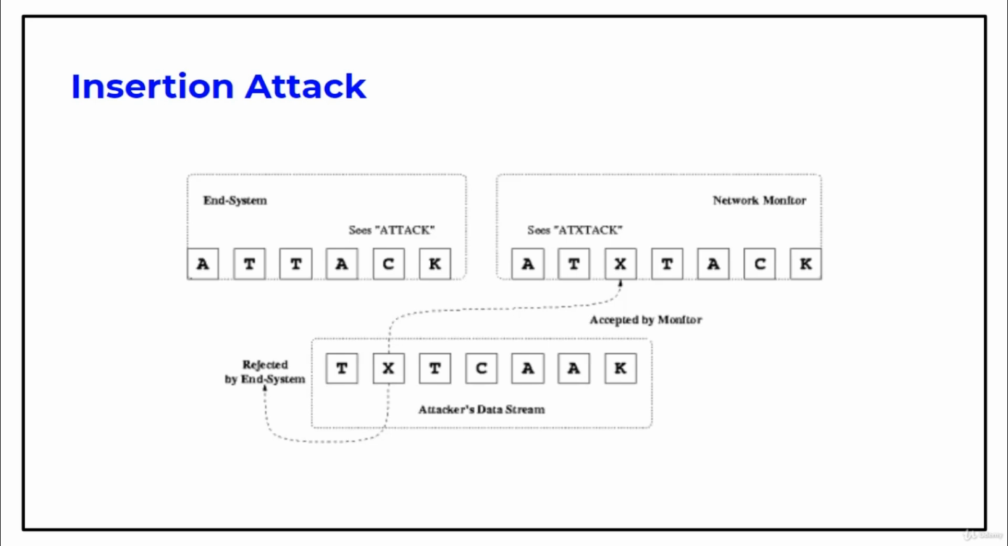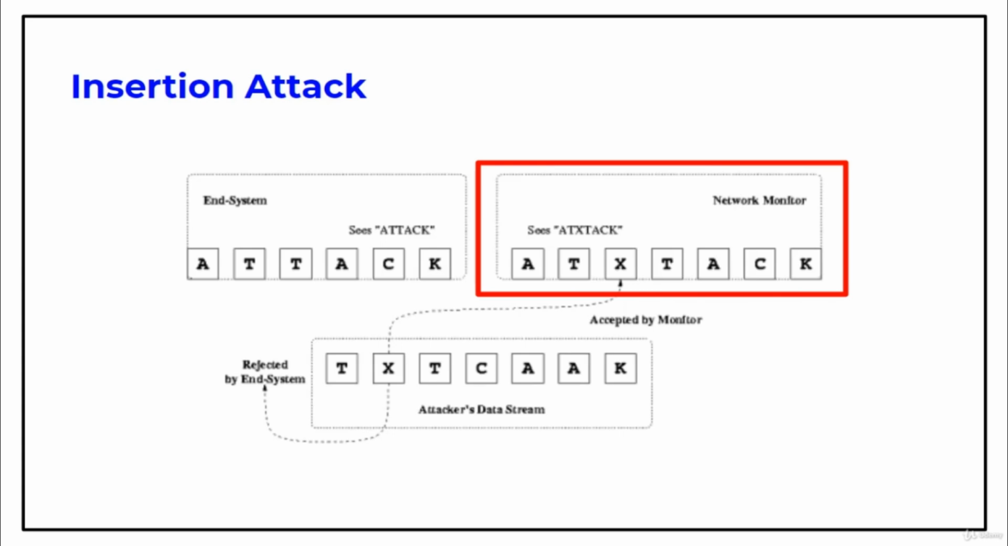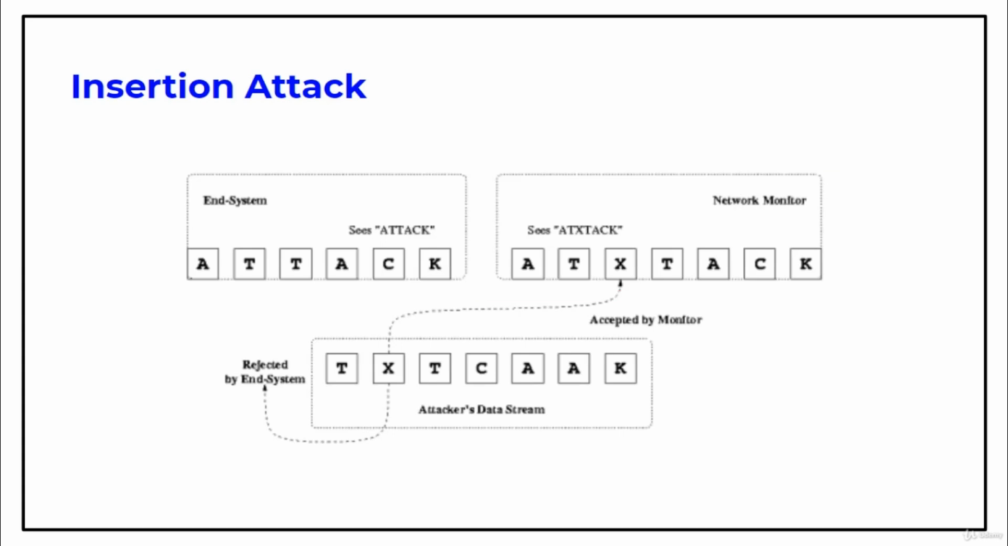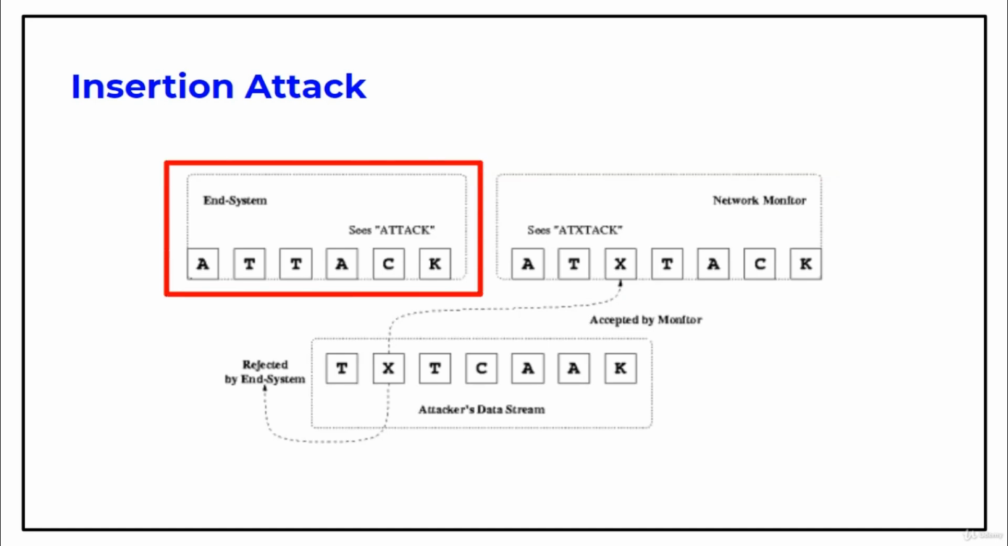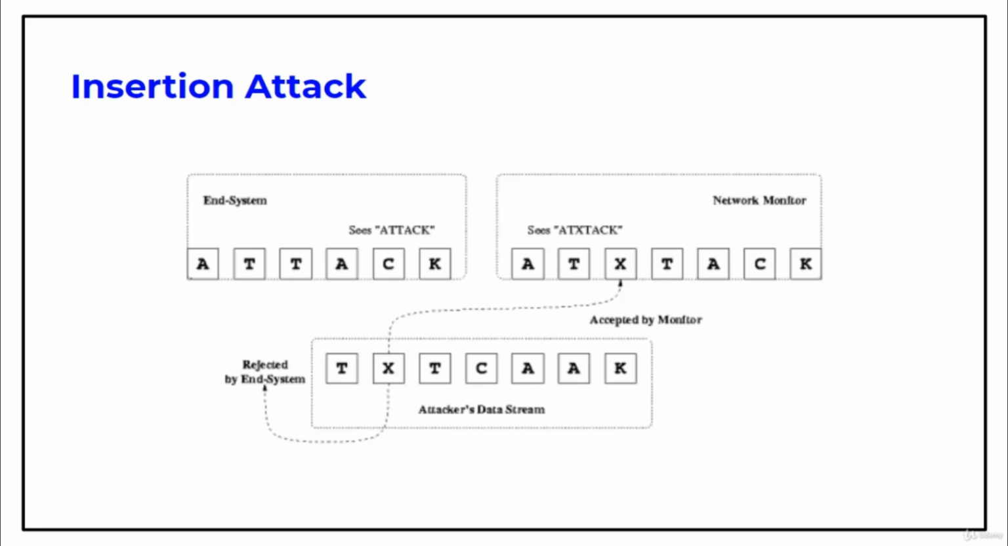In the figure, you can see that the attacker's data stream is TXT CAAK. But when it goes to the network monitor, it sees it as ATX TACK, right? And at the end system, after dropping the X packets, the result at the end system is attack. In this way, insertion attacks are carried out.